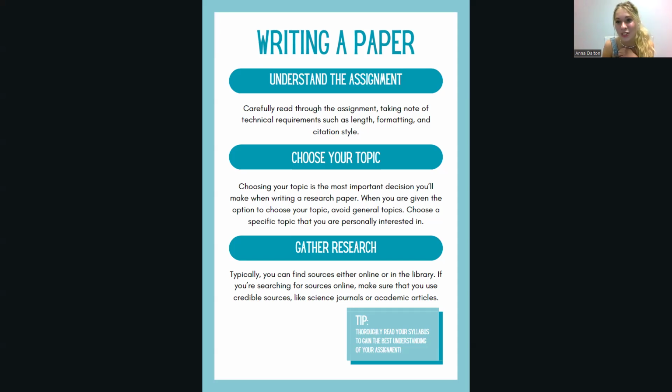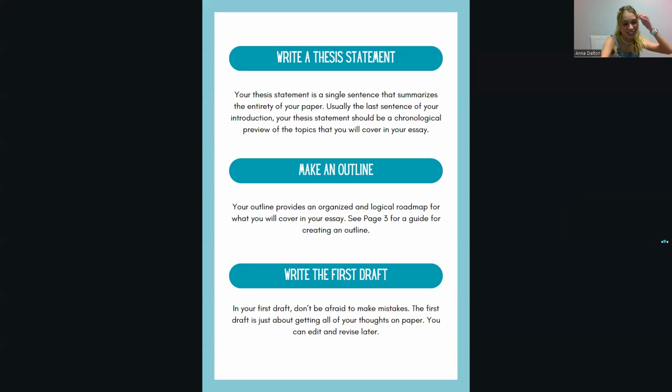So next, you're going to want to gather your research. And typically, you're going to find your sources either in an online database or in our library. And especially when you're looking for sources just online on like a Google or something, you need to make sure that they are credible sources, which are science journals and academic articles. And you're going to want to steer away from like Wikipedia and those general things that are not as academically credible.